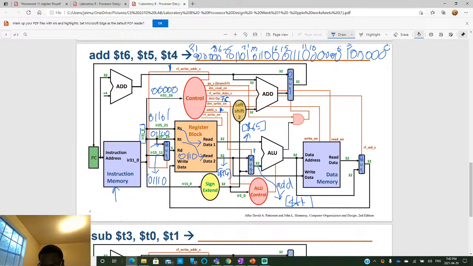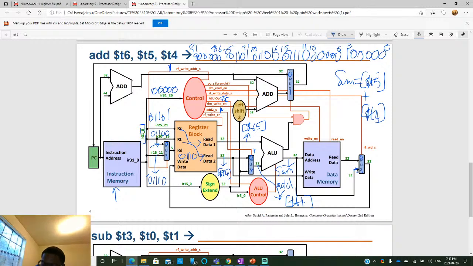So now we have the contents of the ALU here, which I'll just call sum, right? So this sum represents the contents of T5 plus the contents of T4. Okay. So notice that that sum goes into this block here, data memory, right? And then it also goes into this mux here.